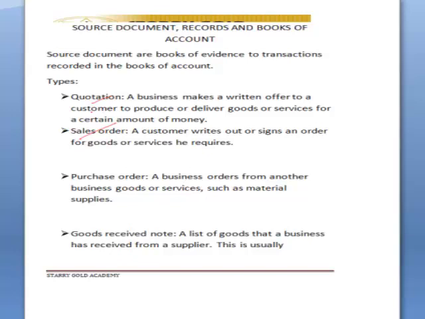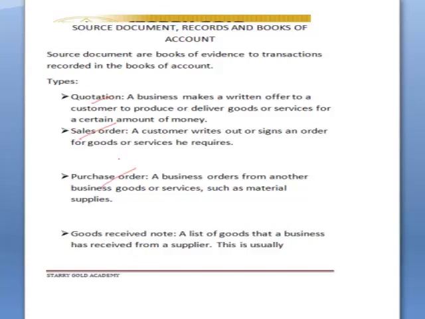Also, we have purchase order as a source document. A business orders from another business goods and services such as material supplies. So purchase order is a source document. Goods received note is also a source document, and a goods received note is a list of goods that a business has received from a supplier.